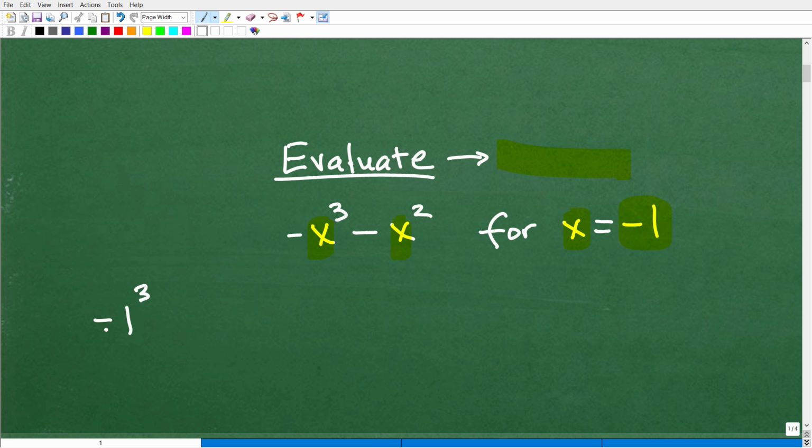So I can write it this way: -1 cubed minus, so I already got a negative here, 1 squared. All right, so is that the setup? Well, I'm asking you, is this the way we need to set this up to figure this out?